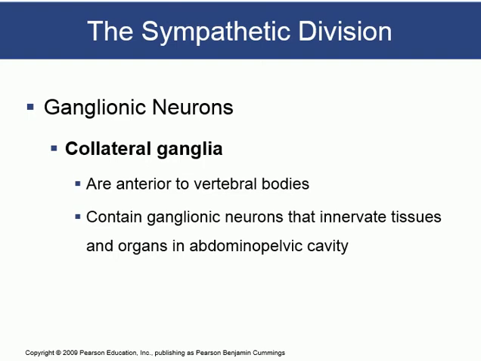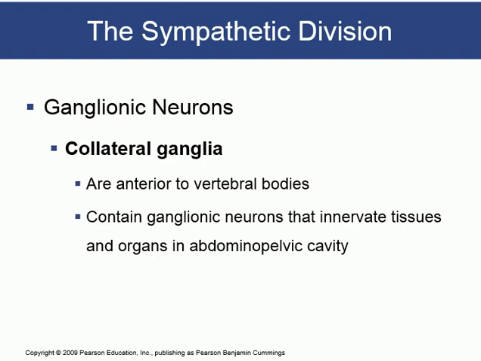Collateral, how many collateral ganglia do we have? How many chains? One or two? One. How many sympathetic chain ganglia? Two. How many suprarenal? One. Wait, two. Yes. How many kidneys do you have? So how many suprarenals do you have? Two. One above each kidney.